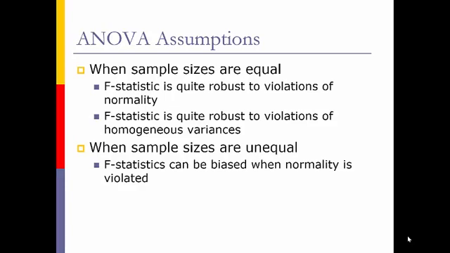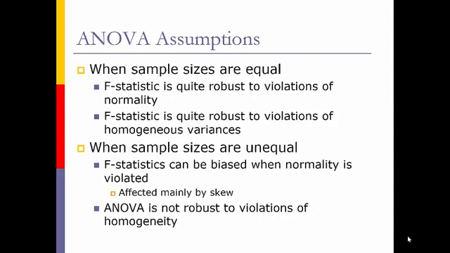The F statistic is biased when normality is violated, but only in one direction, essentially just if it's skewed. If your data has kurtosis, it's usually not a problem. So it only is a problem if your data is severely skewed, or skewed where your z-score statistic is greater than 1.96. It's also not robust to violations of homogeneous variances. However, we do have a fix for that as well, which we're going to get to in a few seconds here.